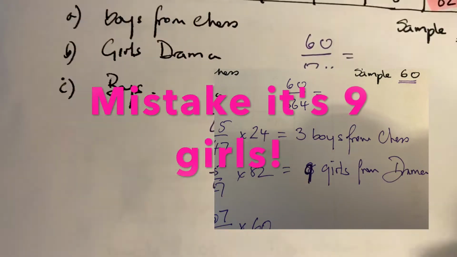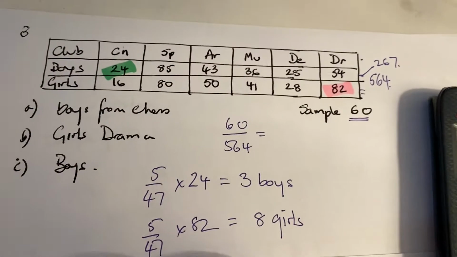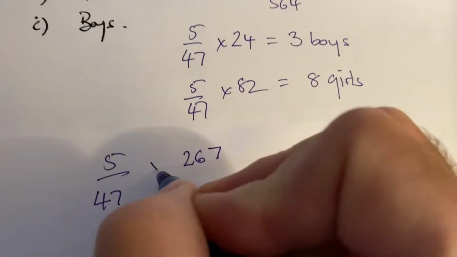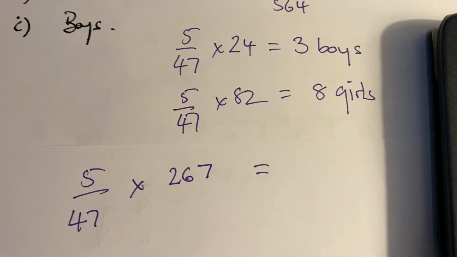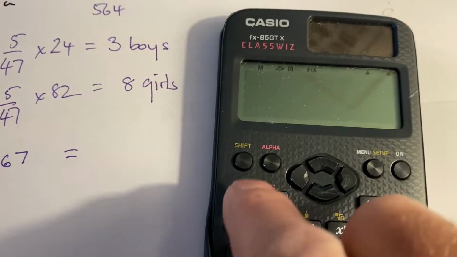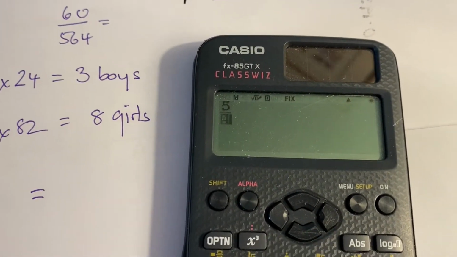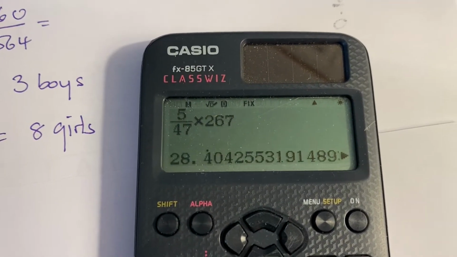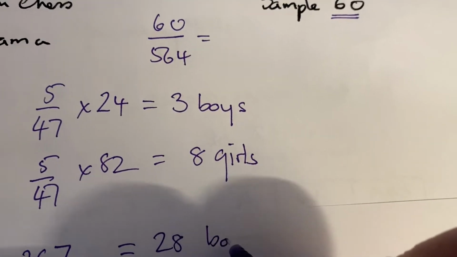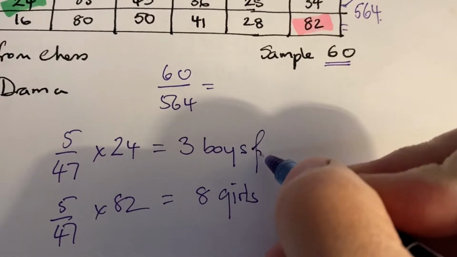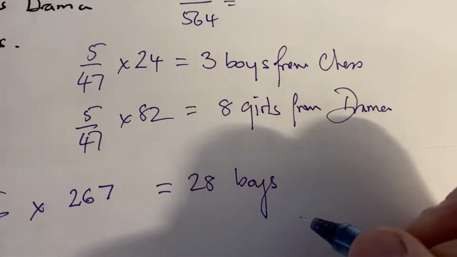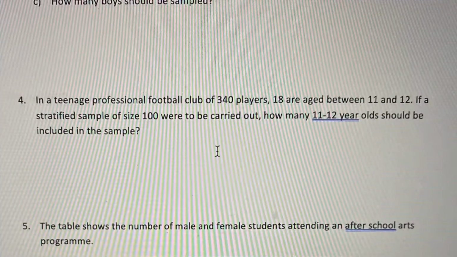So yeah, I made a typo first. It is 9. 8.7 rounded is 9, not 8. We all make those mistakes, don't we? Now I look at the boys. So I need to add up the total number of boys. I know there are 267. So therefore it's going to be 5 over 47 times 267, because that's how many boys there are. And it comes out as 28.4, so let's just say 28 boys. So there's 3 boys from chess, 9 girls from drama, not 8, and 28 boys altogether.